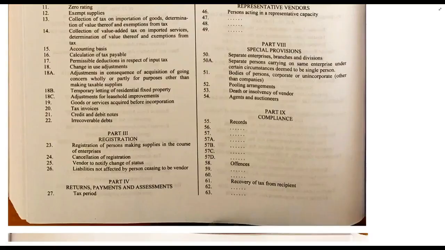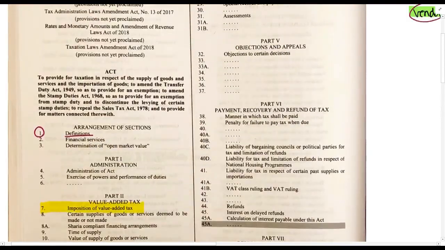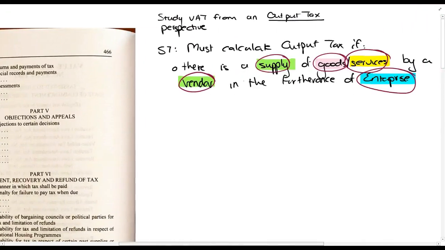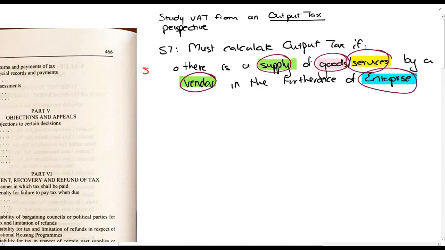Vendor: part 3 of the VAT Act discusses vendor registration, which is an important part for us. Section 23 is where they tell you when you are obliged to register as a VAT vendor. And then section 24 tells you when you get cancelled, and so forth. Most importantly, section 23 will answer for you section 7.1(a), which tells us that you need to do this if it's a supply of goods and services by a vendor in the furtherance of an enterprise.